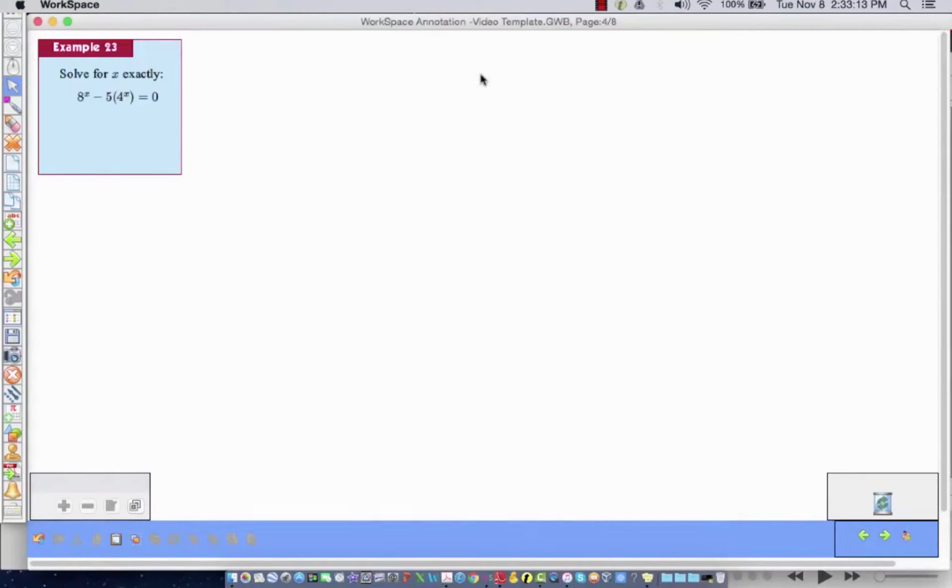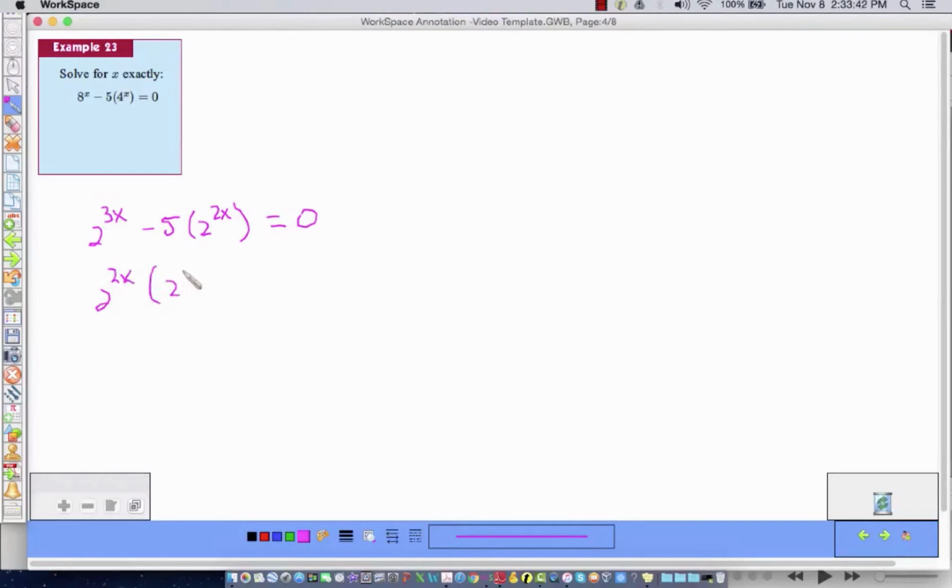Okay, so now we're going to solve for x exactly. And what are we going to do here? So we can rewrite this. 8 to the x we can rewrite as 2 to the 3x because 8 is 2 cubed, minus 5 times 2 to the 2x, and that's equal to 0. 4 is 2 squared, so that's why I can do that. Then I can factor out a 2 to the 2x, and I'm left with 2 to the x minus 5 equals 0. So then I get 2 to the 2x equals 0.